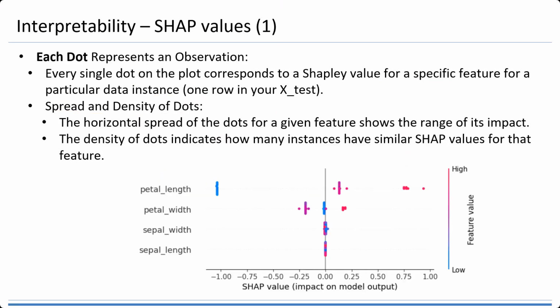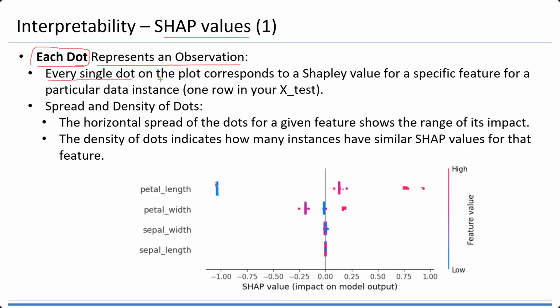We can also produce this kind of plot. The plot of the SHAP values, like this one, is similar to the regression. We have the dots. Every one of these is a dot. Each dot represents an observation.